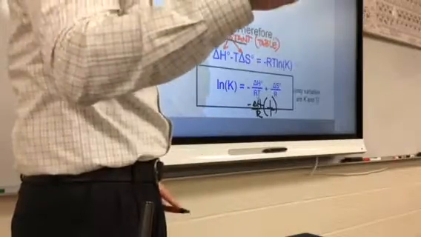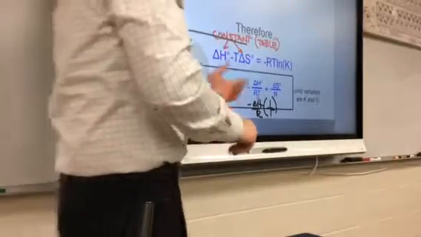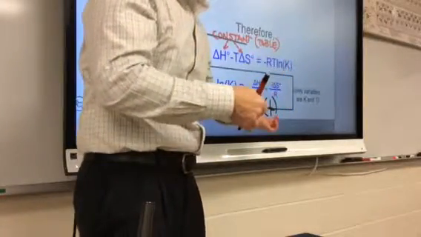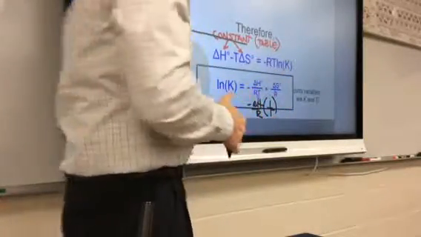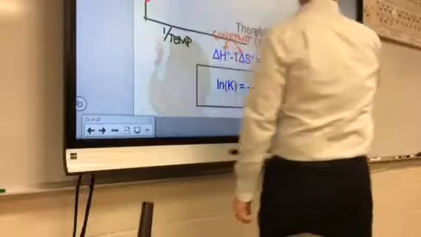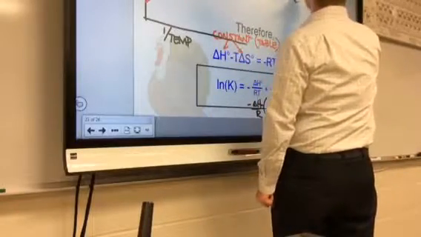Now, if it's an endothermic reaction, the delta H is positive. So the slope will be negative because it's negative positive delta H over R. It's great, huh? But we actually can do something with this. I want you to check this out. If it's an exothermic reaction, let's just consider this.